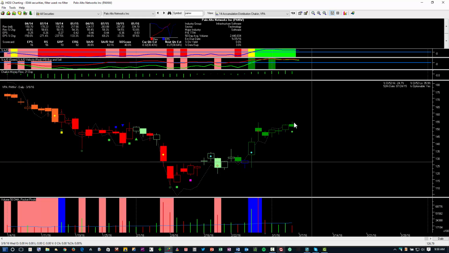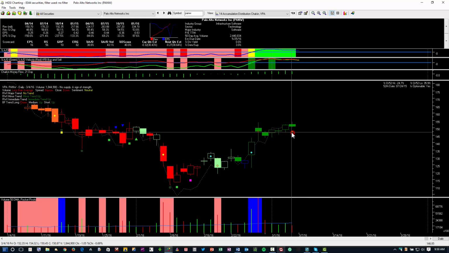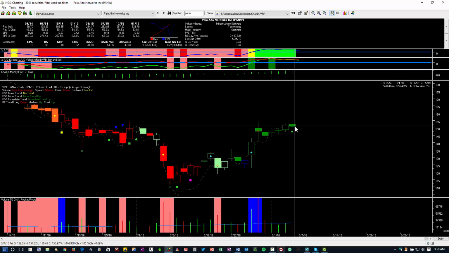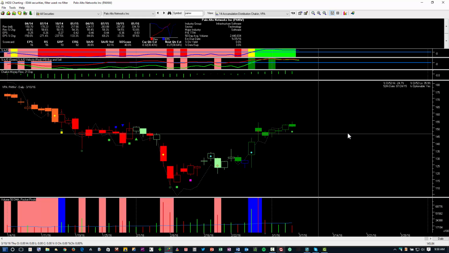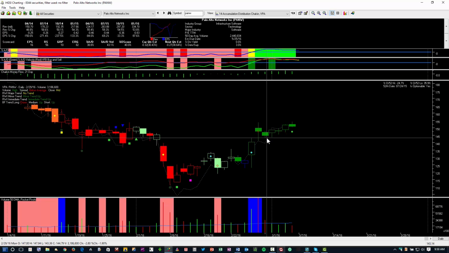No supply means low volume. It did not close in the higher part of its range, but the volume was so low and the spread on this is so narrow that it is generating a no supply signal. So if it holds above this level right here, which is around the 143 level, it looks like it could go, but I'm going to qualify this. The market has to be strong.